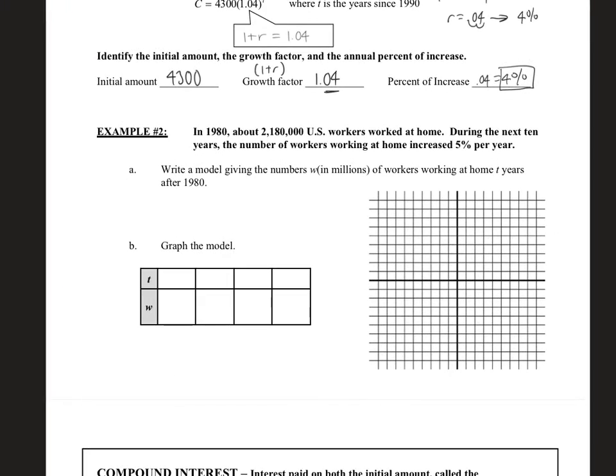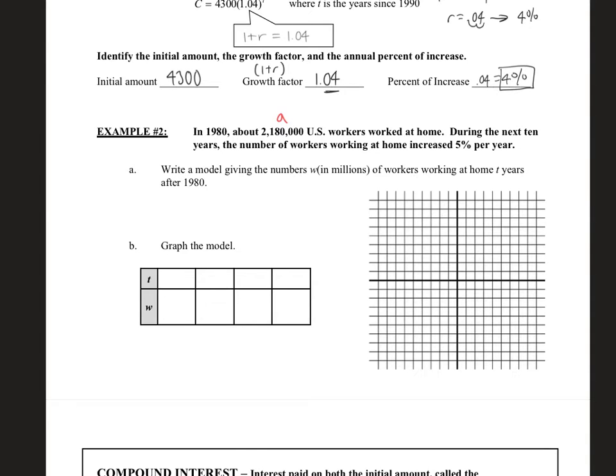In 1980, about 2,180,000 U.S. workers worked at home. During the next 10 years, the number of workers working at home increased 5% per year. Write a model giving the numbers in millions of workers working at home T years after 1980. Okay. So we need to calculate what we know here. So what's 2,180,000? Well, that's going to be our A. That's going to be our starting amount.